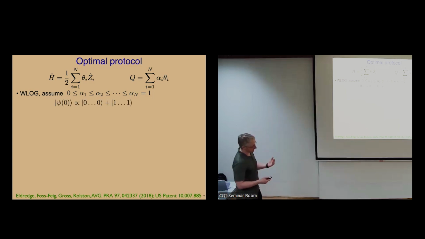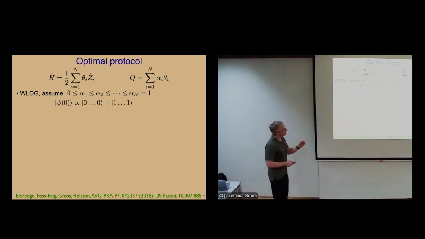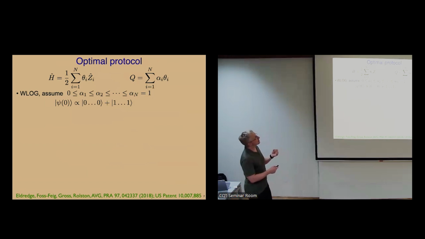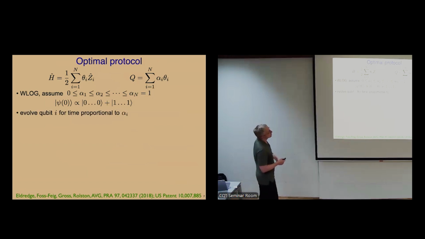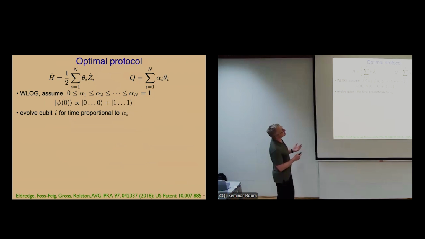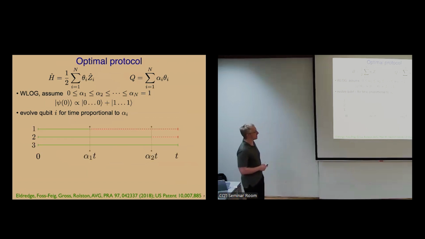Okay, and I will again start with the GHZ state, all 0s plus all 1s, and then I'm going to apply clever pulses on my system to encode these weights alpha. In particular, I want qubit i to evolve for a time that's proportional to alpha i, and then I will pick up that phase. So what do I mean by this, evolve qubit i for time proportional to alpha i?